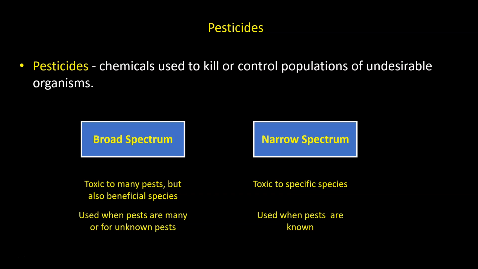There are two general types of pesticides: broad-spectrum agents, which are toxic to many pests, but also toxic to beneficial species as well. They are used when many species of organisms are causing damage or when the specific organism causing the harm is unknown. Examples of this type of broad-spectrum pesticide are DDT, which we'll discuss later in the video, and methyl bromide. Alternatively, selective spectrum or narrow spectrum pesticides are applied when the organism causing the damage is known. These types of pesticides are designed to only kill specific types of organisms.